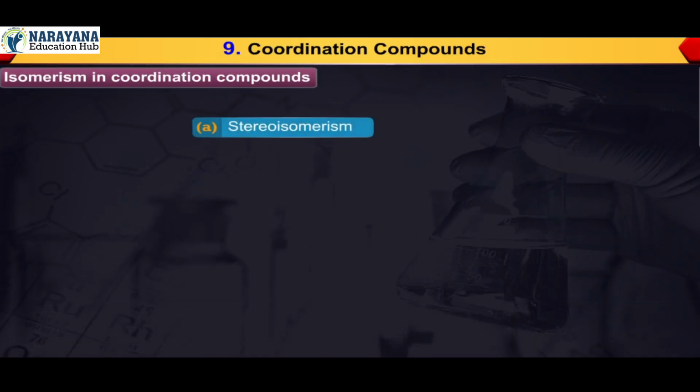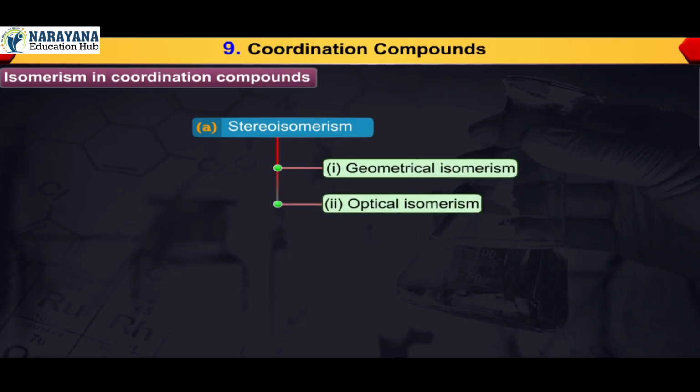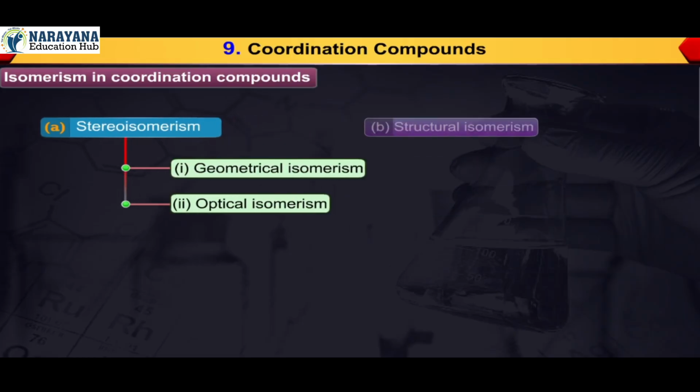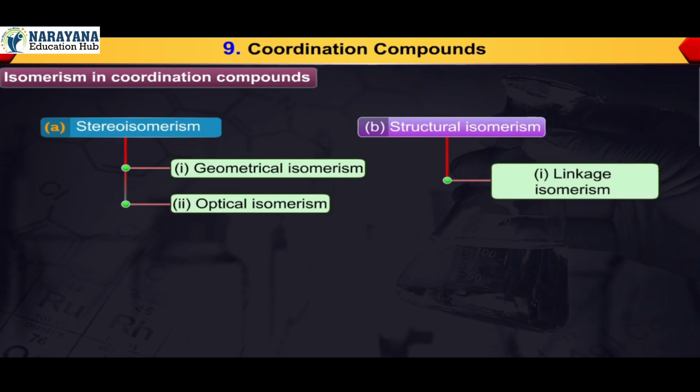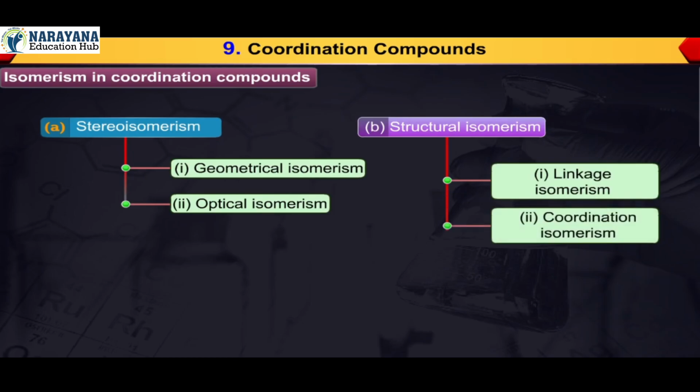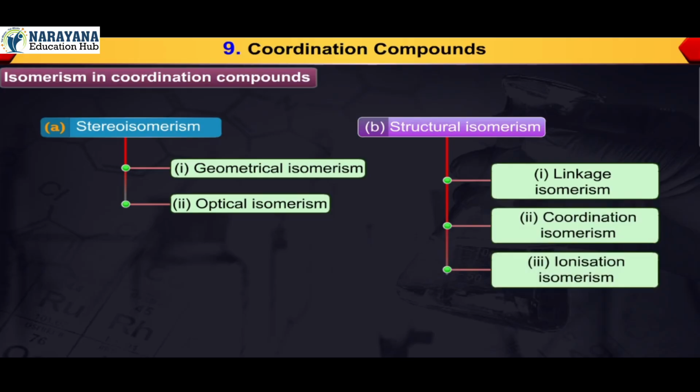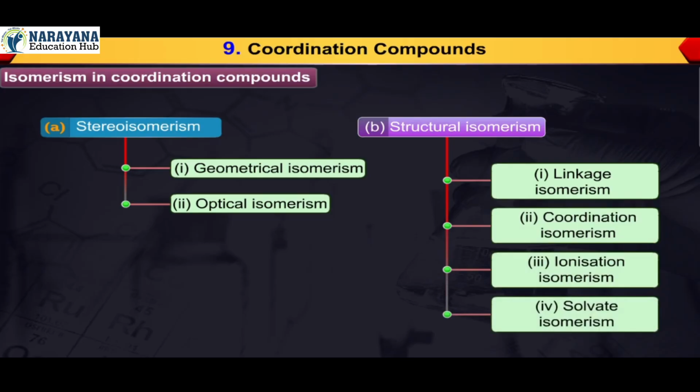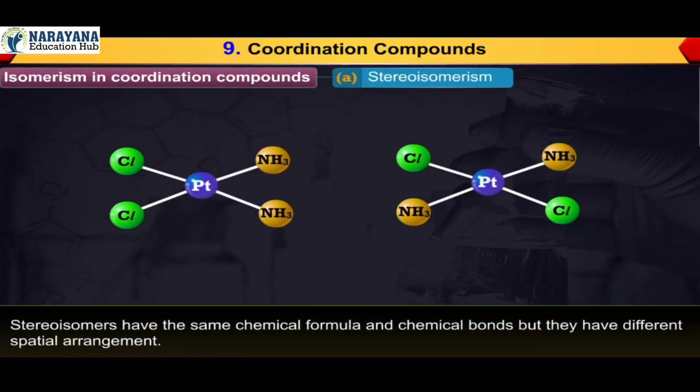A. Stereoisomerism. 1. Geometrical isomerism. 2. Optical isomerism. B. Structural isomerism. 1. Linkage isomerism. 2. Coordination isomerism. 3. Ionization isomerism. 4. Solvate isomerism.